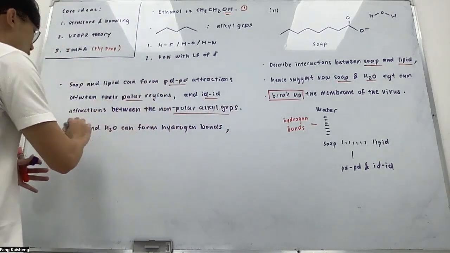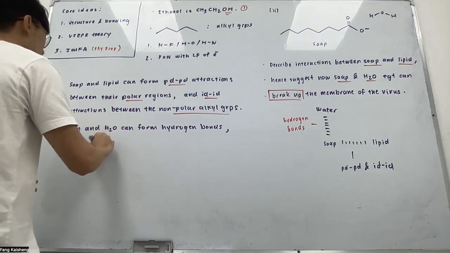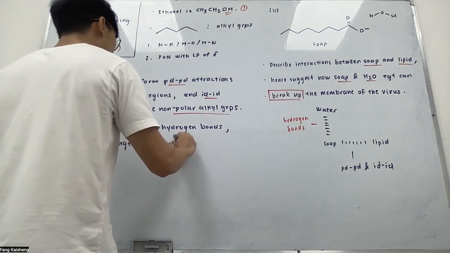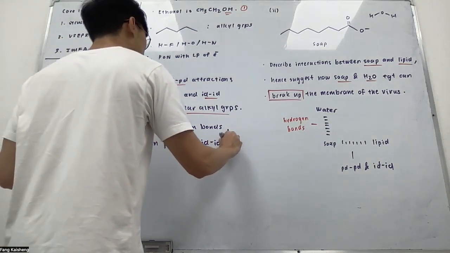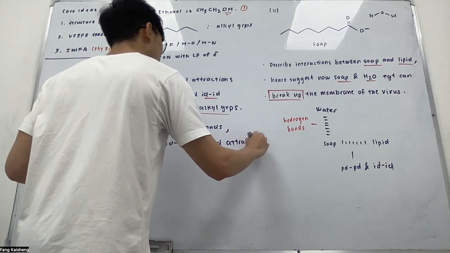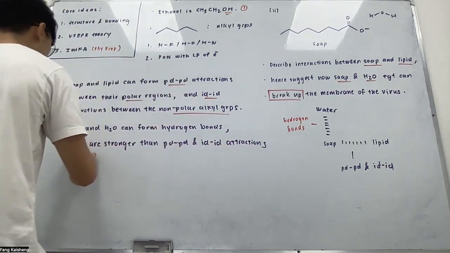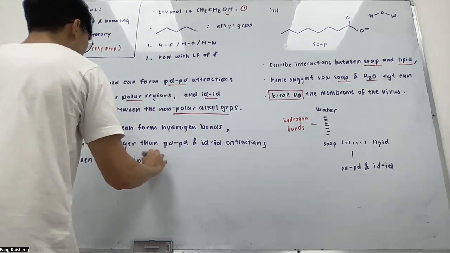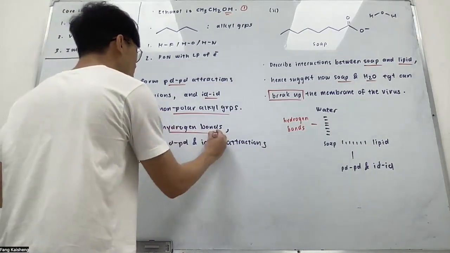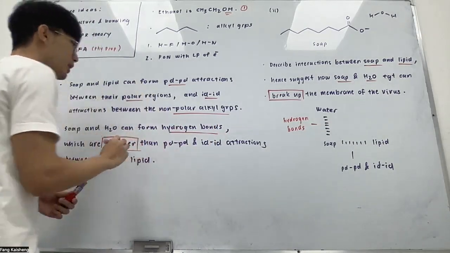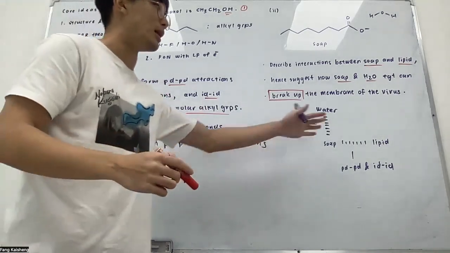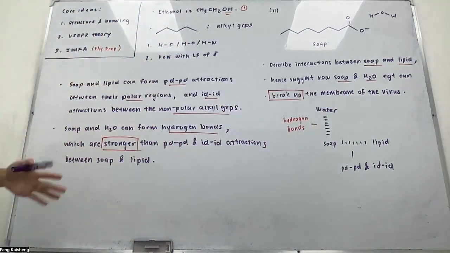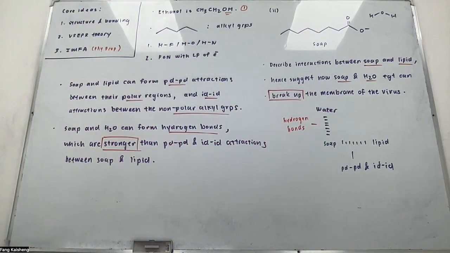Then you immediately go straight into comparing the strength, which are stronger than the PD-PD and ID attractions between soap and lipid. So the second point is to talk about soap and water's attractions and compare its strength with whatever is already between soap and lipid. Honestly, drawing out this diagram is very useful. You can really play around with different ideas first before you write your own answer.